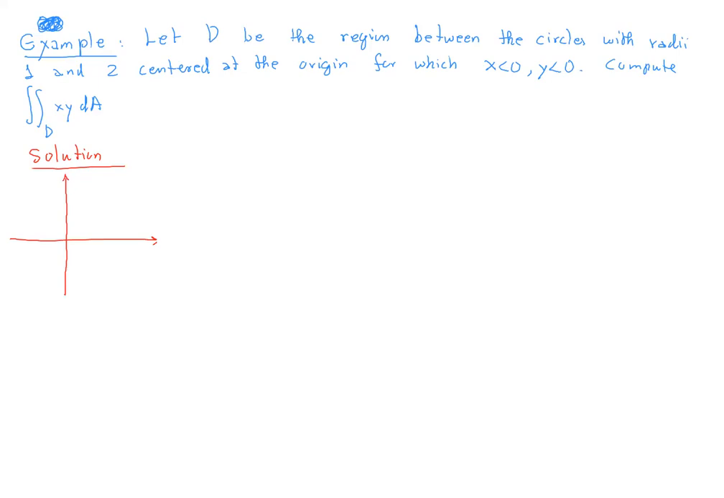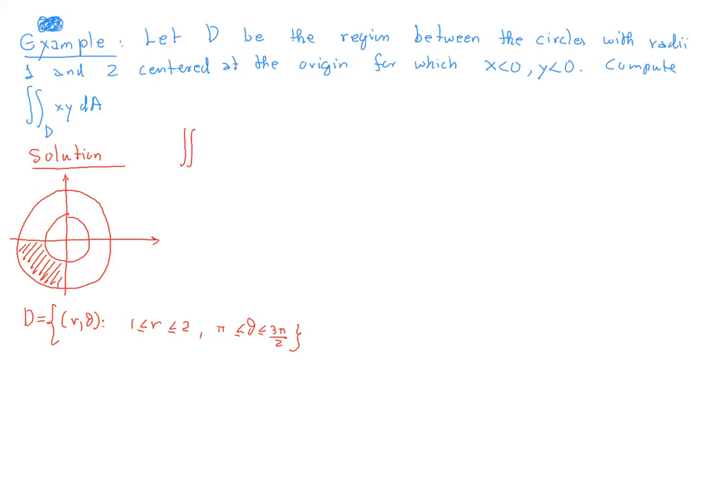So we have our two circles, the one with radius 1 and the other with radius 2. And it says to focus on the part between the two circles for which x is less than 0 and y is less than 0. So this is domain D right here. And D, in terms of polar coordinates, can be given as all r's and thetas such that r is between 1 and 2, and theta is between pi and 3 pi over 2. With this information, we should be able to transform our integral into an integral in polar coordinates.